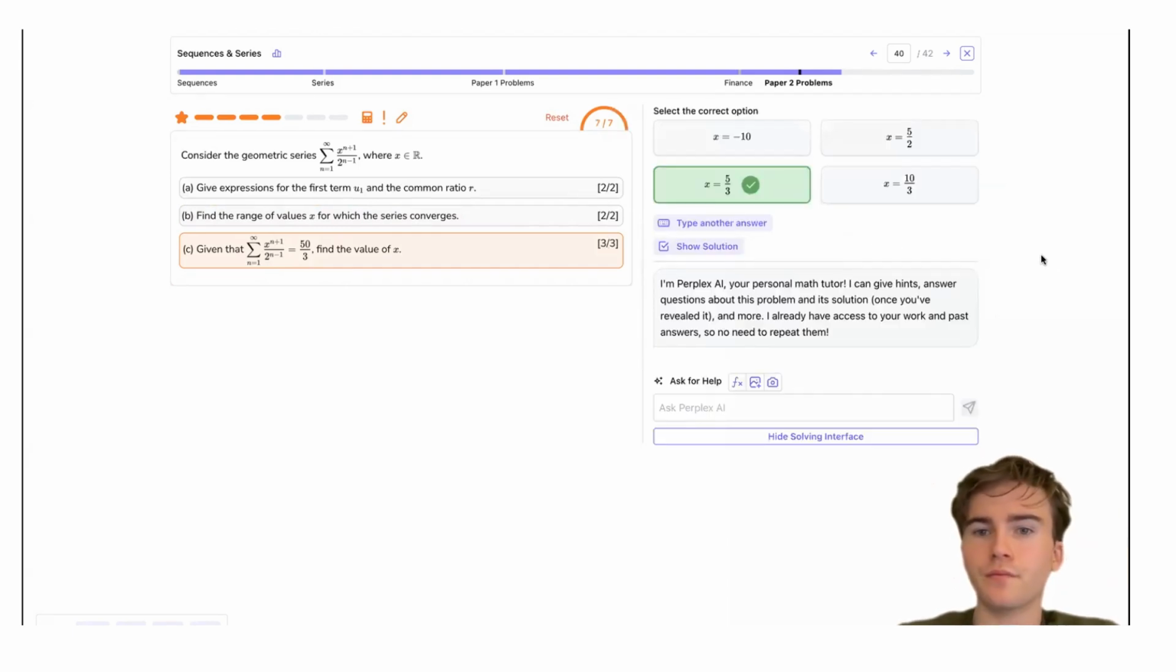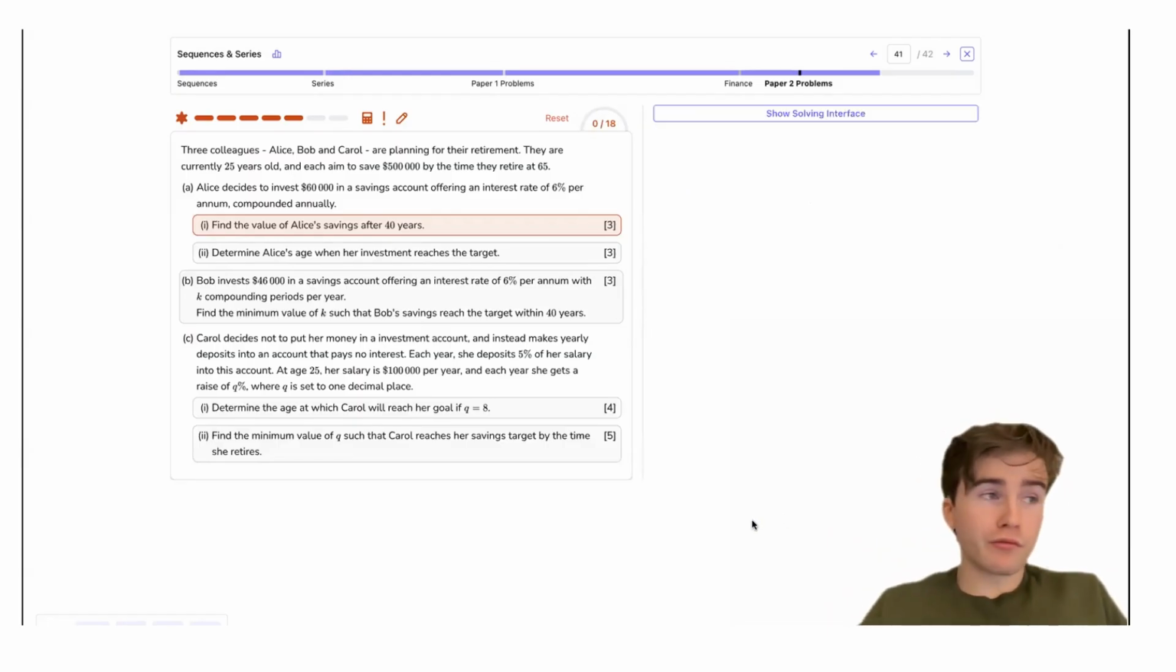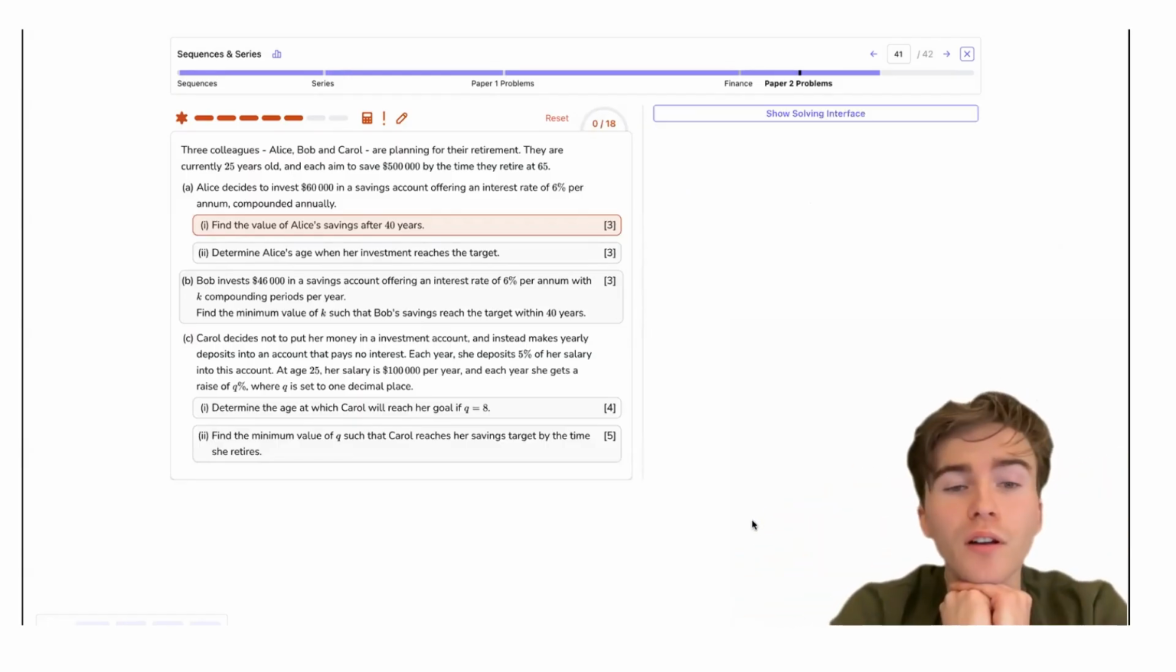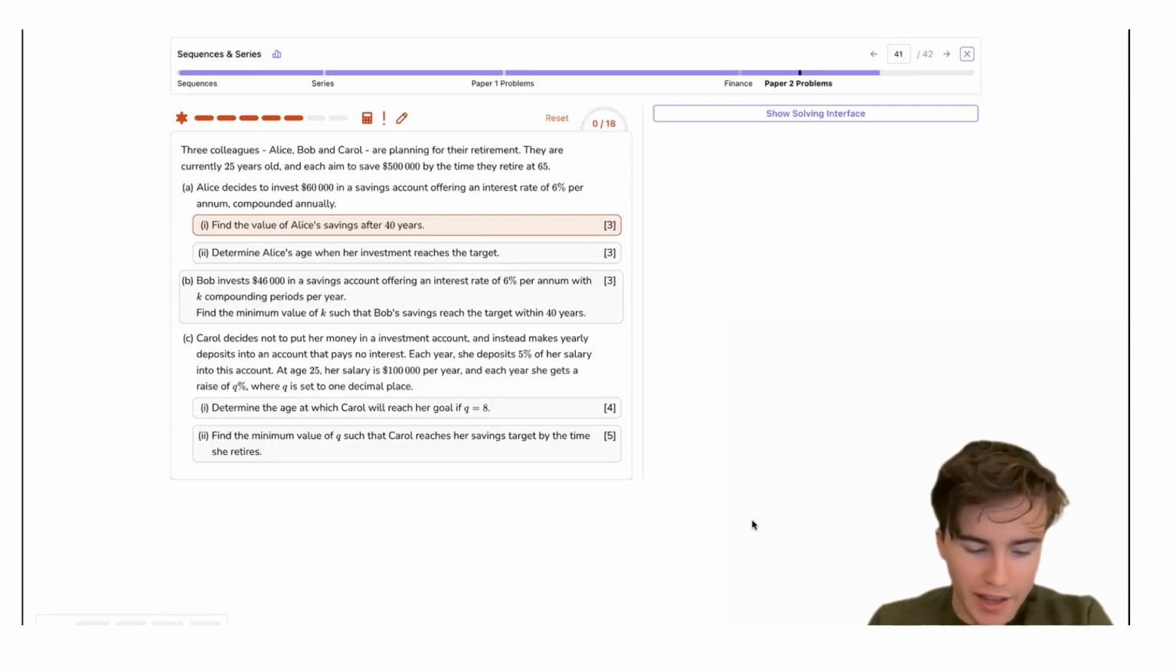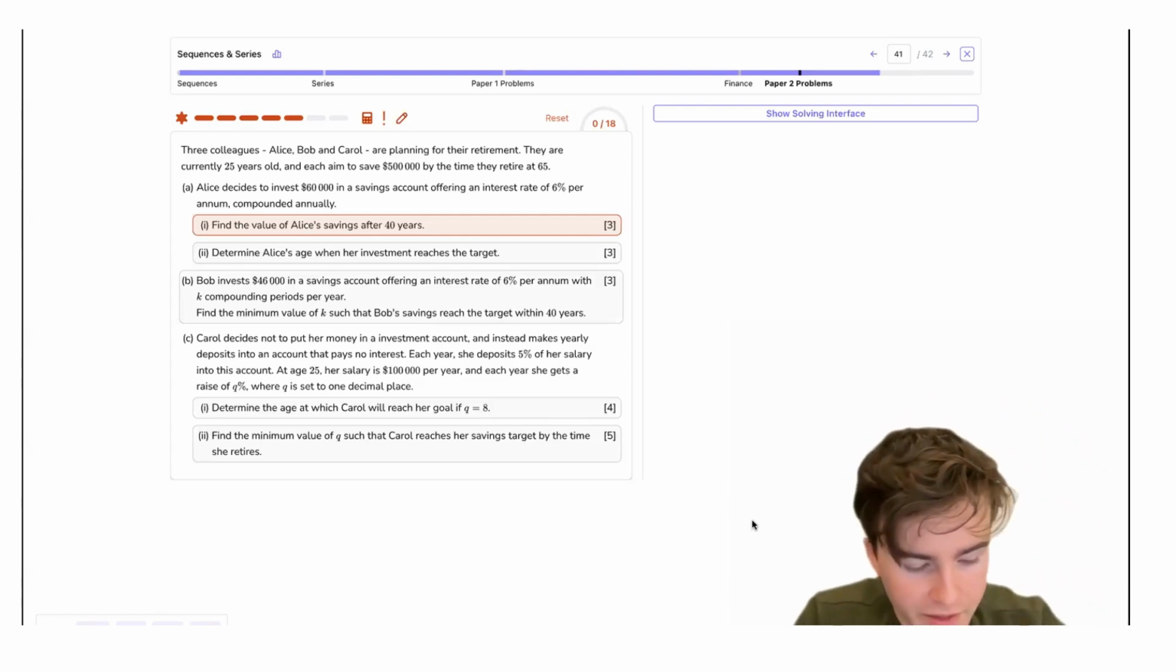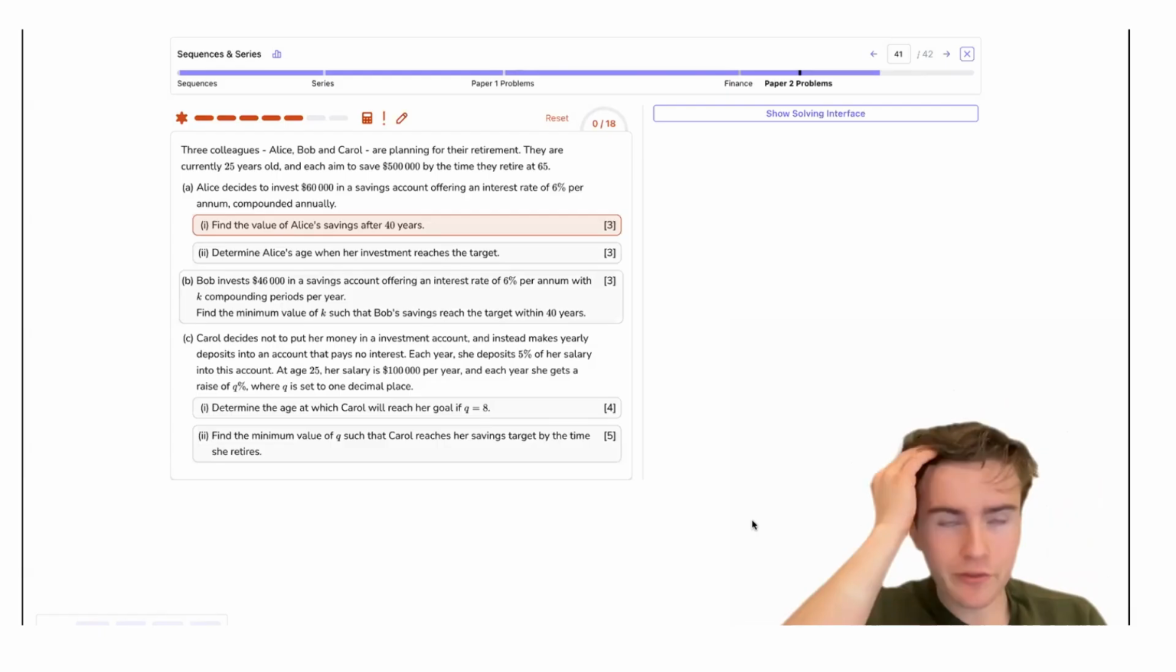So in this problem, we have 3 different people. We have Alice, Bob, and Carol, and they're all planning for their retirement. Okay, so they're currently 25 years old, and they each aim to save $500,000 by the time they retire at age 65. Okay, so Alice decides to invest $60,000 in a savings account, offering an interest rate of 6% per annum compounded annually. And in part A(i), we want to find the value of Alice's savings after 40 years.